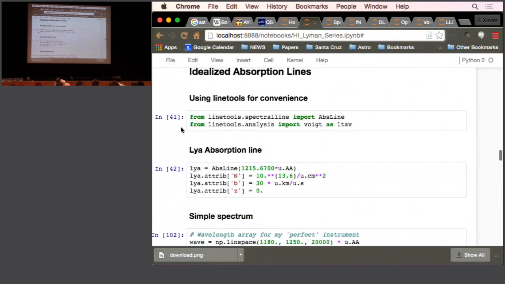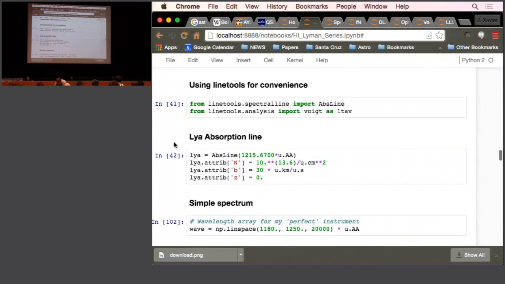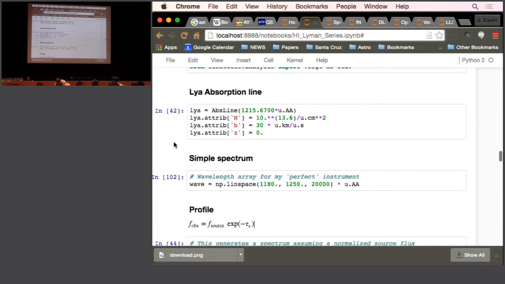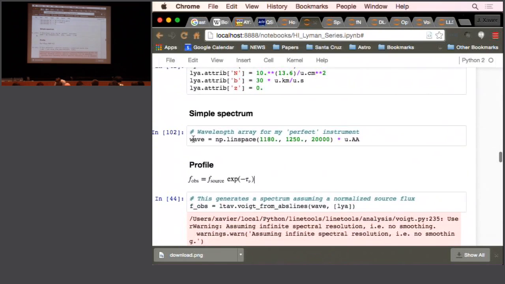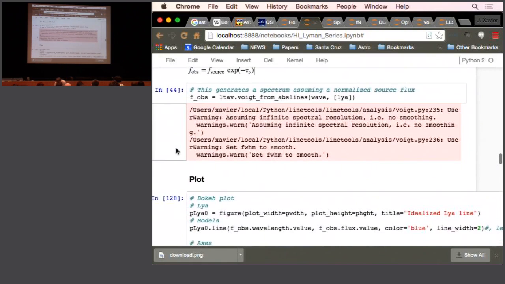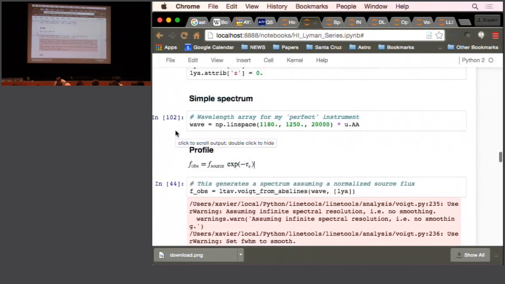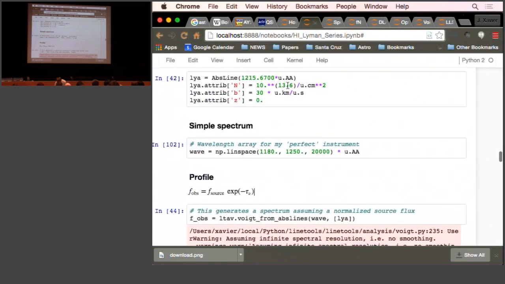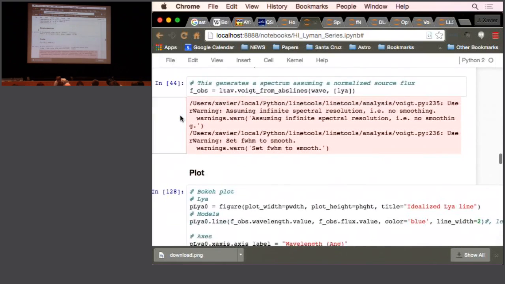That's the calculation we just did. I'm going to draw on a few tools, again, or classes from this linetools package. These are all in the notebook, so you can play with this yourself. I'm making up a fake spectrum around Lyman-alpha. No instrumental effects here, no resolution, no signal to noise, just a perfect instrument, and generating Voigt profiles from our absorption line. So the first one I'm going to show has a column density that is of order unity optical depth as we just derived for Lyman-alpha.